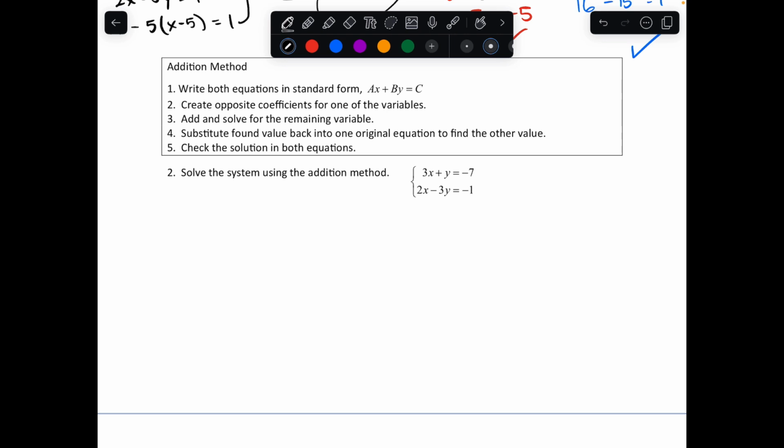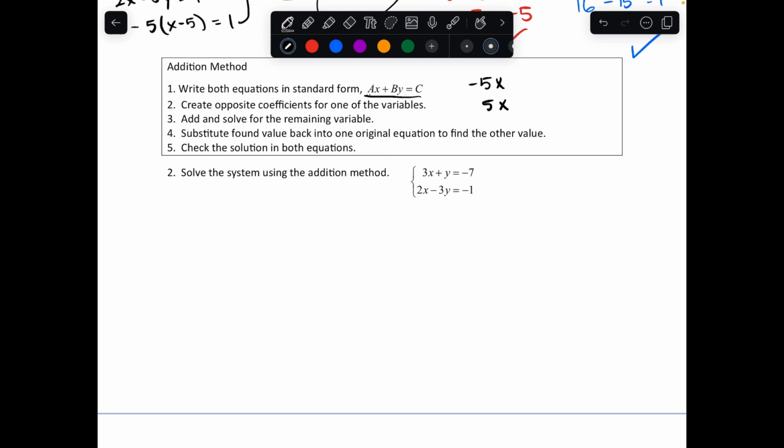Moving on, there's another way of solving our system of equations, and it's called the addition method. In order to do this, we want to get both of our equations in the ax plus by is equal to c form. From there, we're going to create opposite coefficients for one of the variables. What I mean by that is, if I have a negative 5x in one of my equations, I want the other one to have a positive 5x. I'm going to do that by multiplying or dividing my equation by some number to match those up. Once I have that, I'm going to add my two equations together.